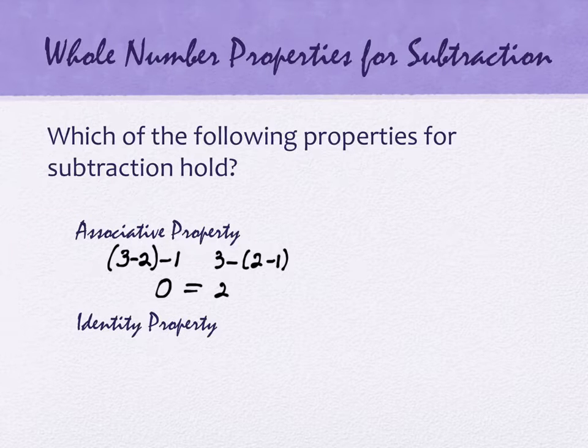So I even created an example here where they're both whole numbers. I didn't actually get any negatives. I could have, but I didn't with this example. But I still didn't get the same answer, right? So this is a counterexample showing that the associative property does not hold.